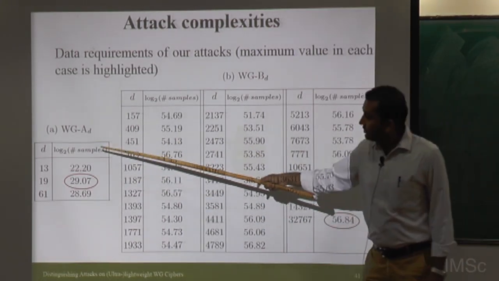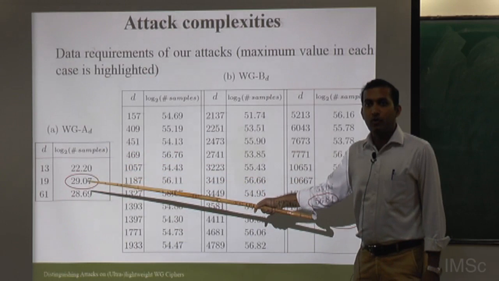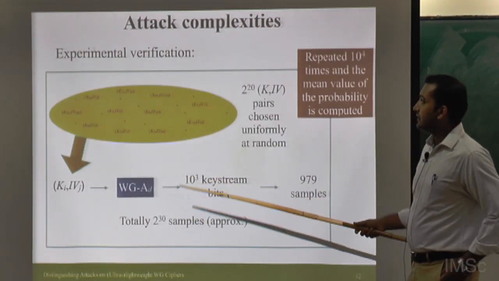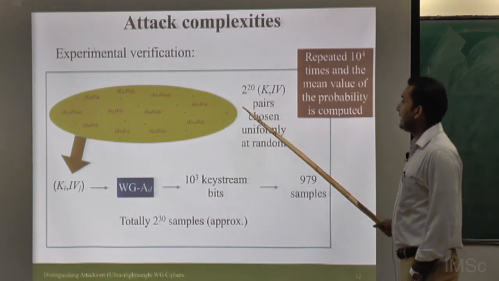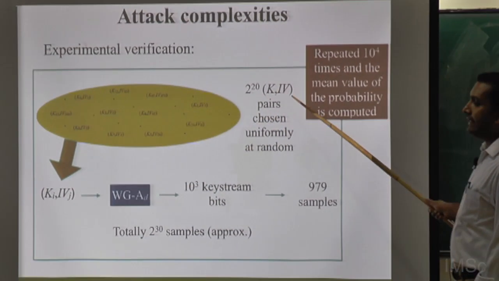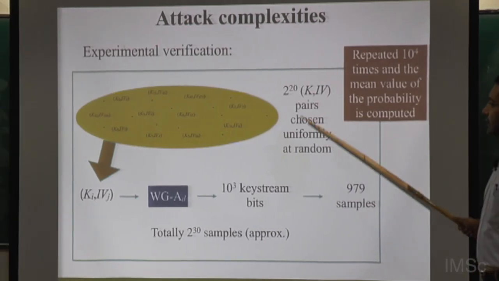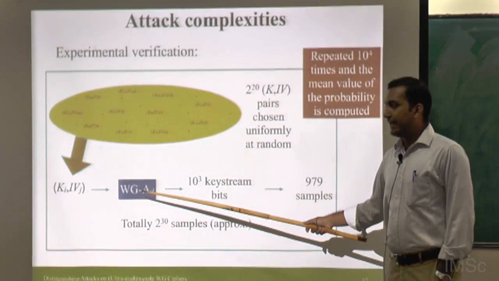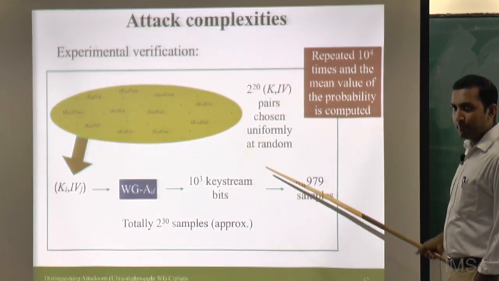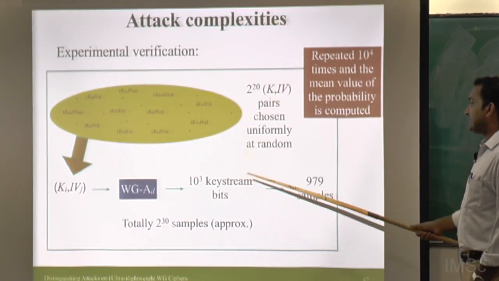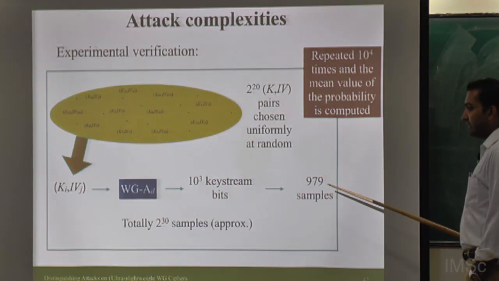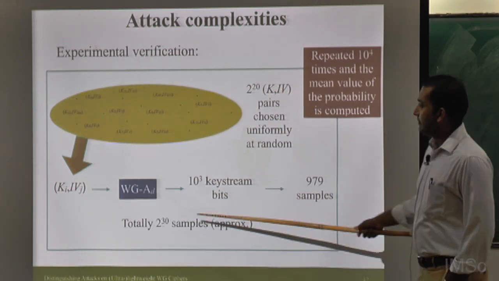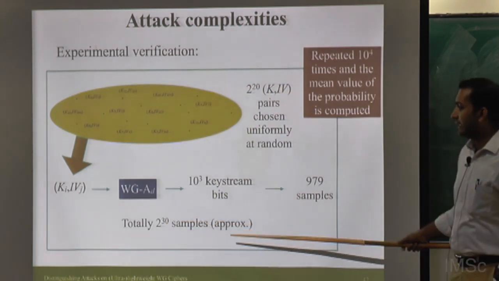We can find that WGA requires practical complexities. Therefore, we have experimentally verified our attack on WGA. What we have done was we chose 2 power 20 key IV pairs at random. Then each key IV pair was given as input to the WGA cipher, and 1000 key stream bits were generated. From the 1000 key stream bits, 970 samples can be generated. And totally from 2 power 20 key IV pairs, we are able to generate approximately 2 power 30 samples.